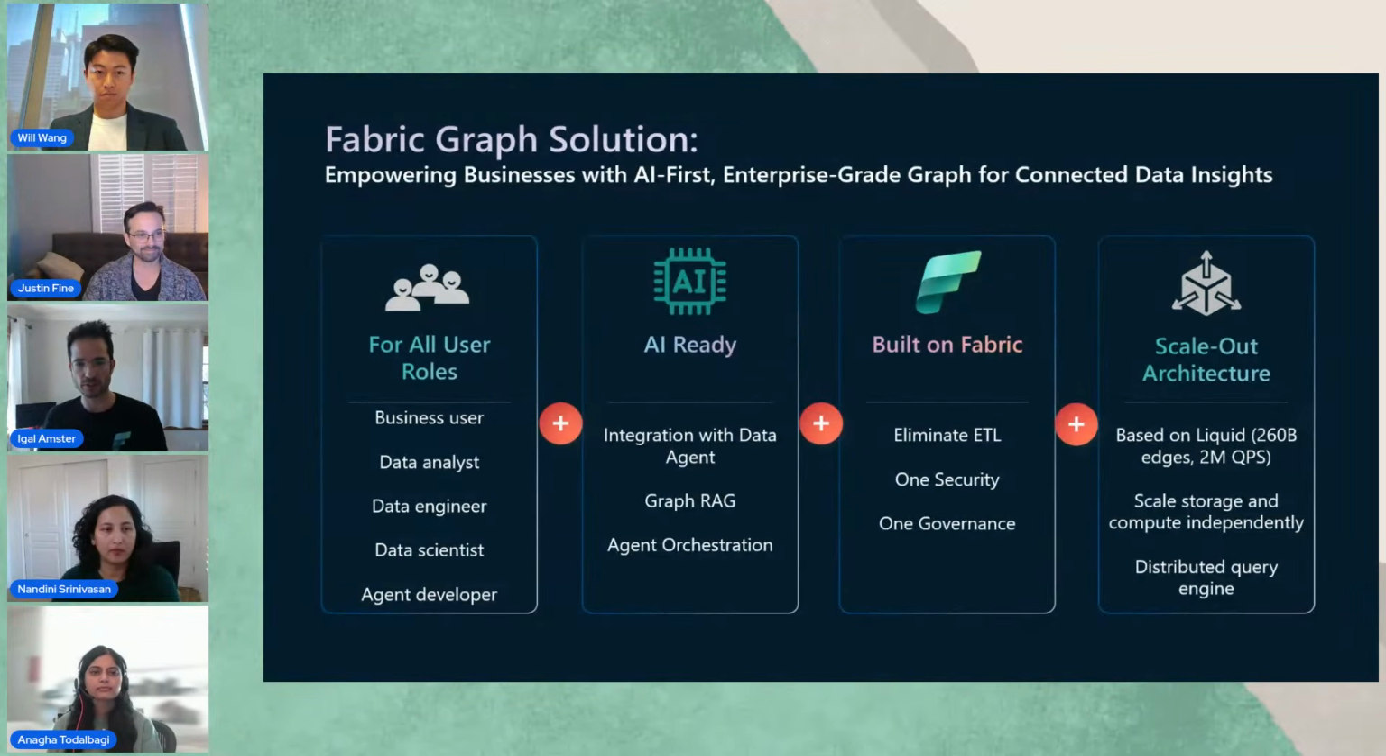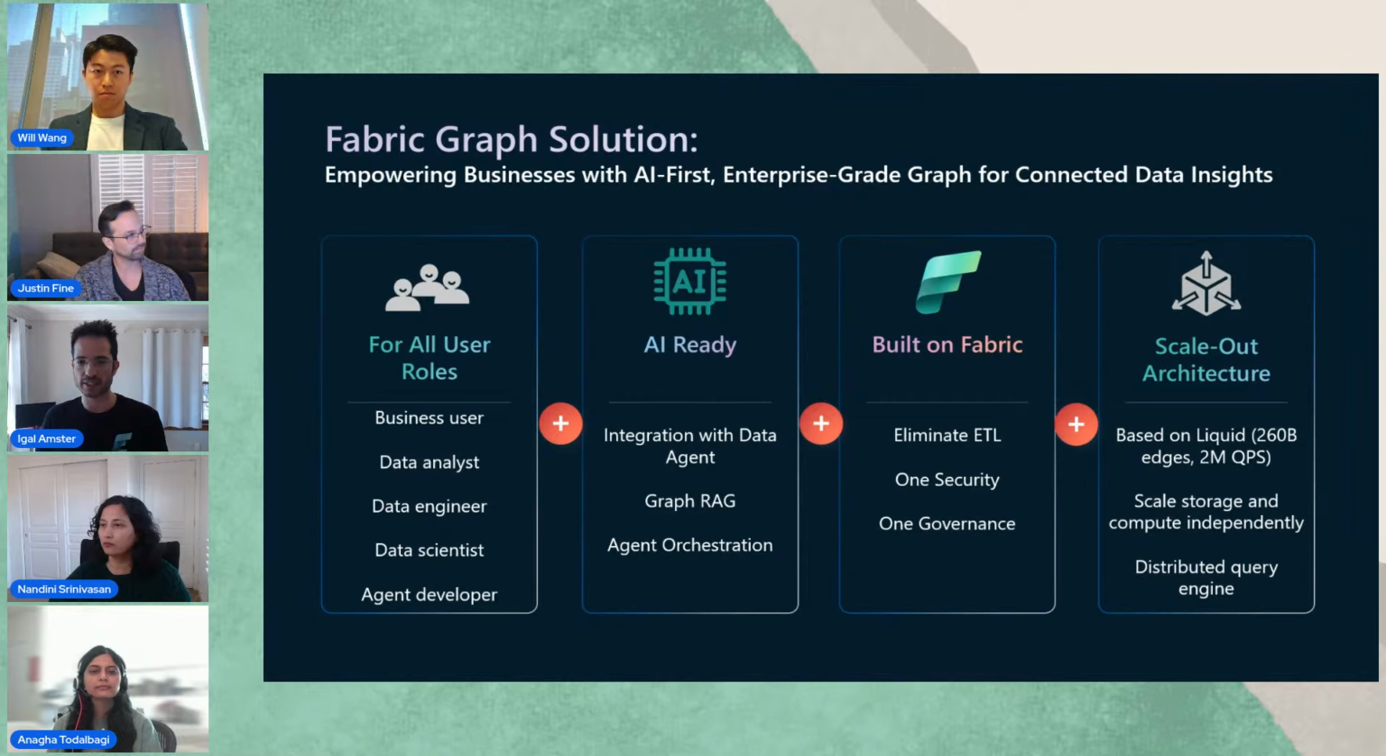Value propositions. First, it is built for all personas. As you could see, business users can explore the relationships visually or with natural language, while analysts and engineers can use the GQL, of course, for precision. Secondly, it's AI ready by design. Graph makes the relationships and the context explicit, which is how AI reasons the best, and the play with the data agent is amazing, and we see great results there.